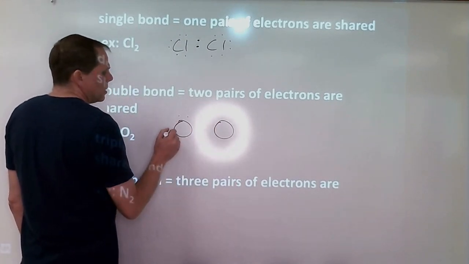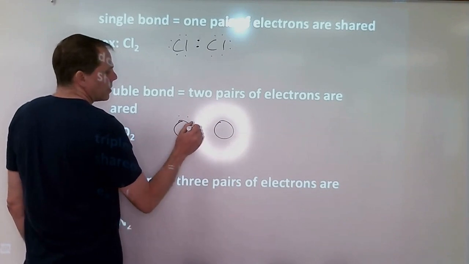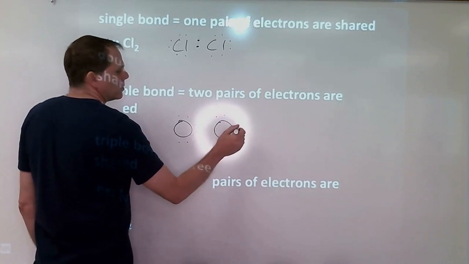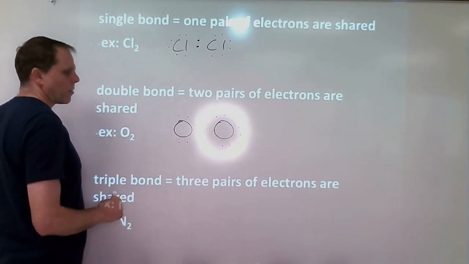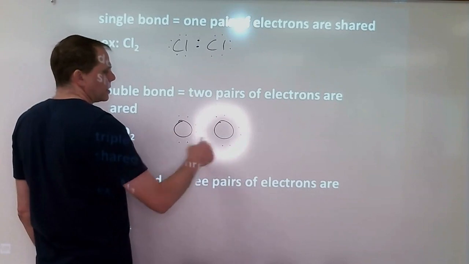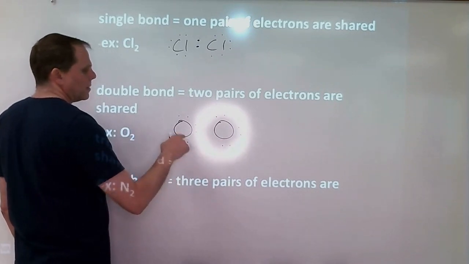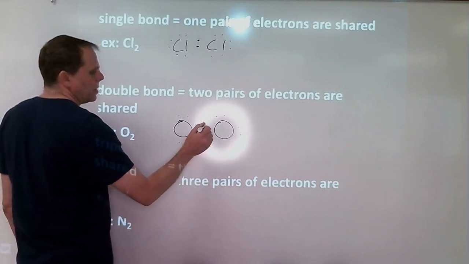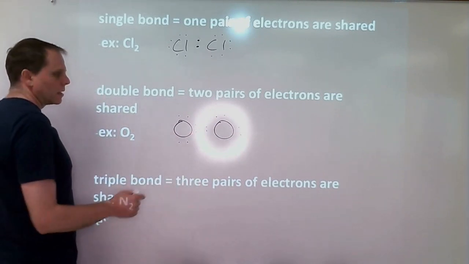Oxygen has 6. 1, 2, 3, 4, 5, 6. Let's say I did it that way. Uh-oh, now this oxygen's not happy. This one is because it gets to share, but this one's not. So again, what you do is you steal from the ones that are happy, since this one is happy, and you put them in the middle, and now they can share.